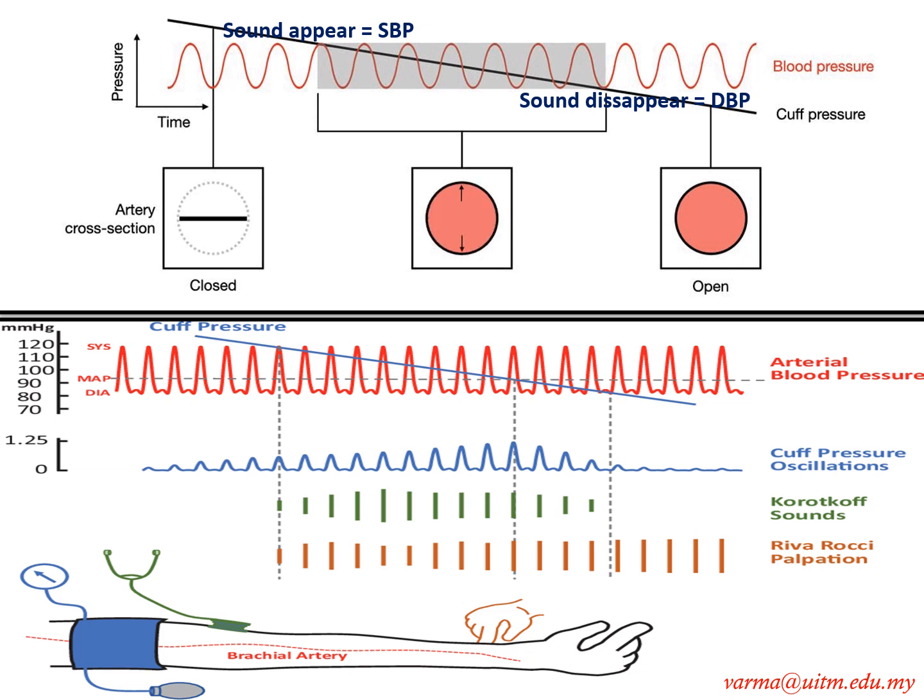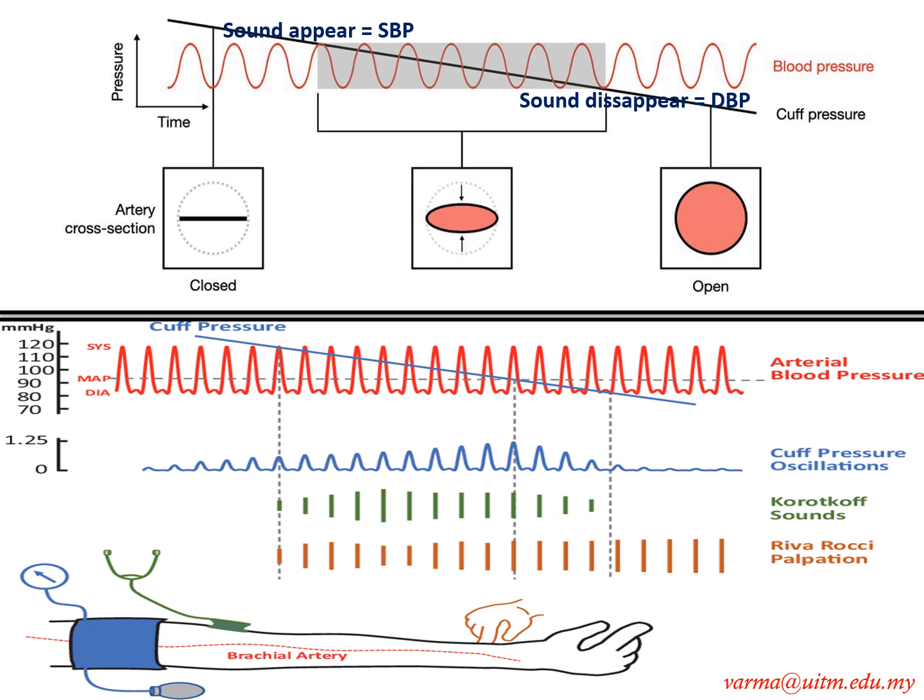Please look into this picture as I move my cursor around. First, this is the part where the cuff is being inflated to a certain level until no more sound is heard and the vessel is completely occluded. As the cuff pressure is slowly deflated, or reduced, the first sound will appear, which corresponds to your systolic blood pressure.